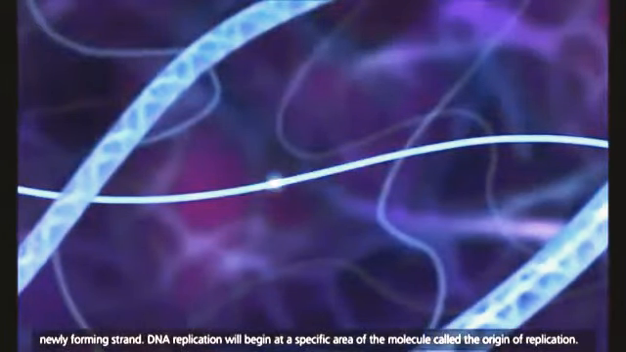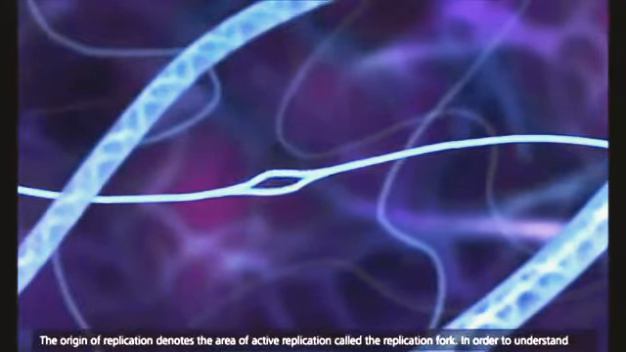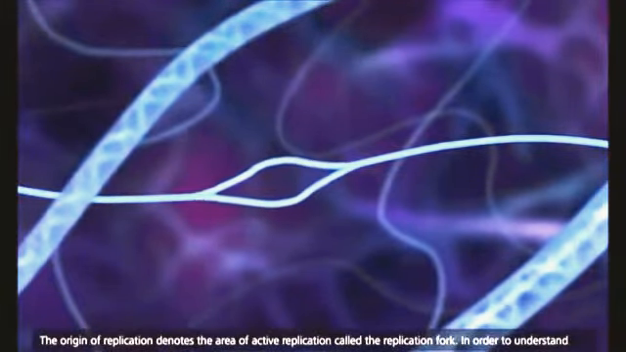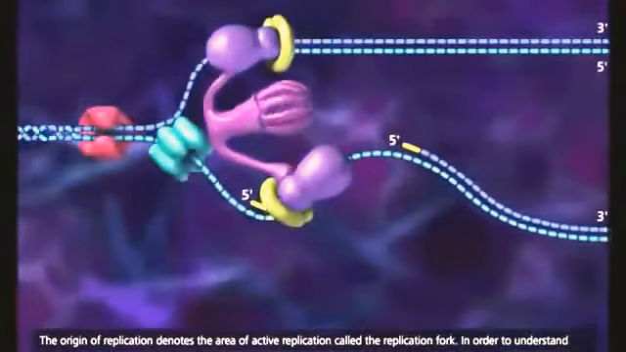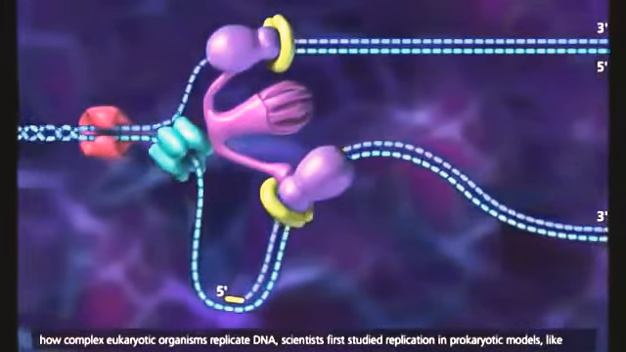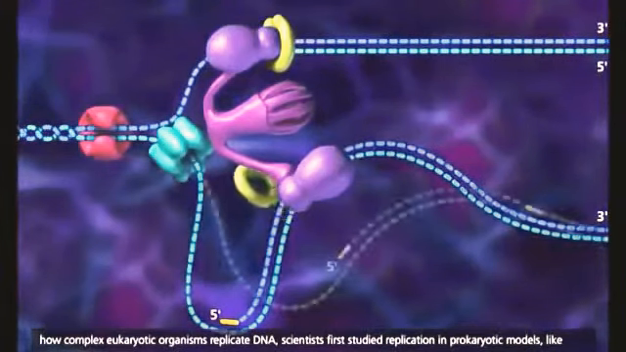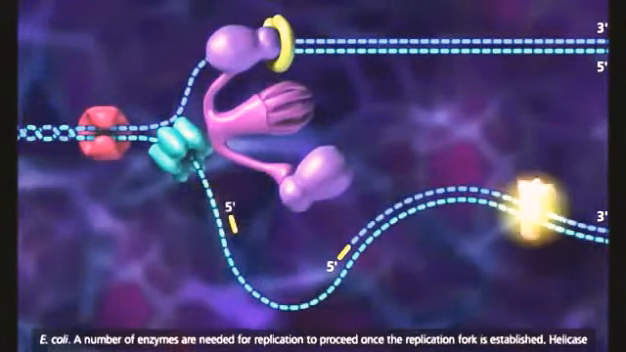Replication will begin at a specific area of the molecule called the origin of replication. The origin of replication denotes the area of active replication called the replication fork. In order to understand how complex eukaryotic organisms replicate DNA, scientists first studied replication in prokaryotic models like E. coli.